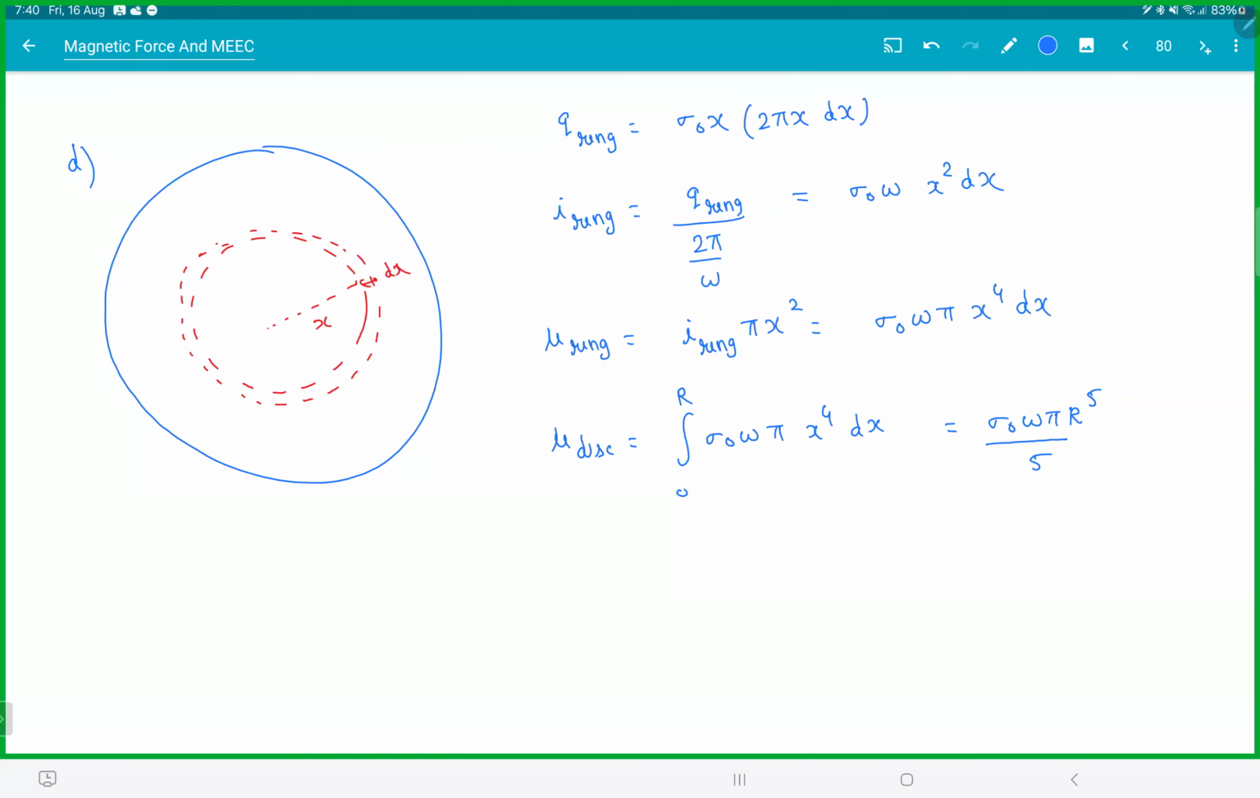Same thing you'll do for the disk also. In the disk case, sigma will be Q by pi r square. That would have been uniform. So that's how you integrate. So that is the answer for C. So in D, what did I do wrong? Figure it out. The answer came as 3, which means it is a huge difference. Clearly the difference will show.